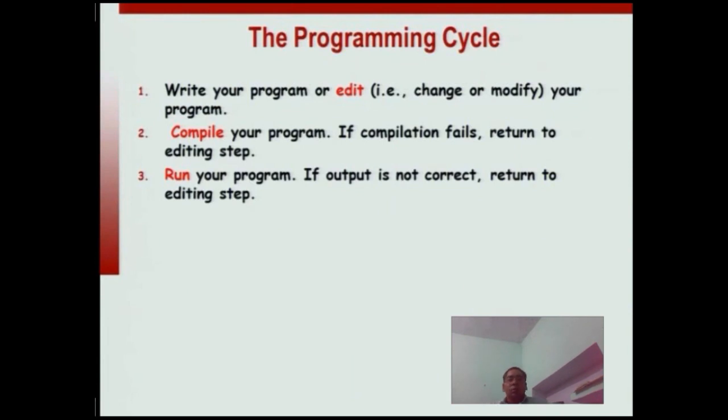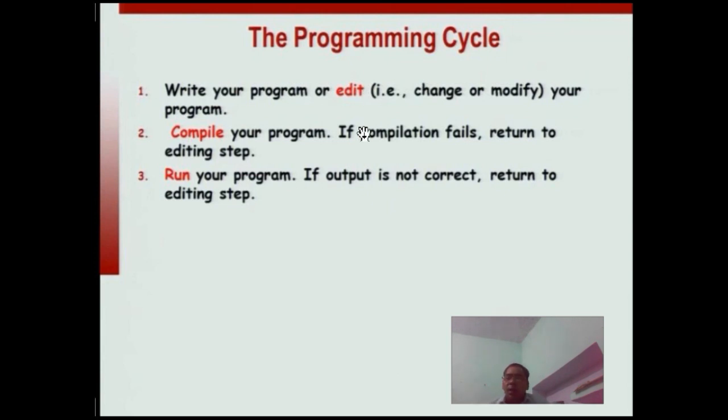Now the programming cycle. Once we understand what algorithms are, we will start writing a few simple programs in the C programming language. Before we begin, we will give a brief introduction to how programming is done. When you are programming, you typically follow what is known as the programming cycle, which contains three parts. One is where you write and edit your program, and after you are done editing, you save it and then compile your program.